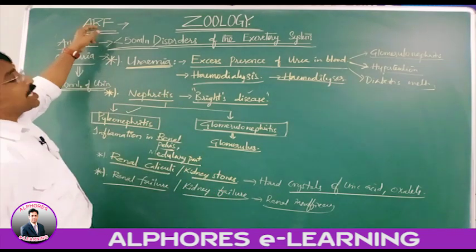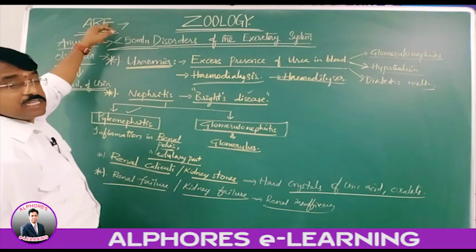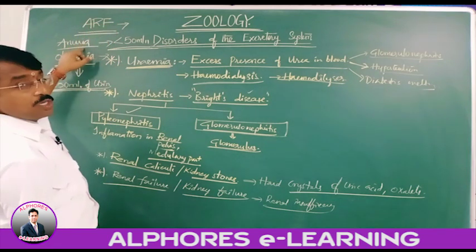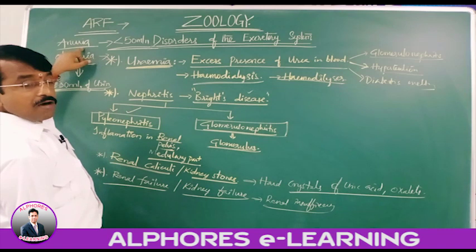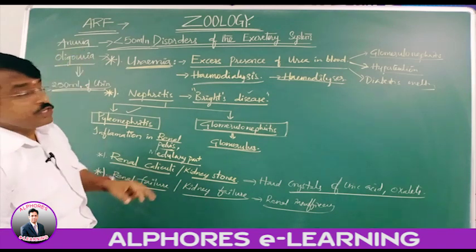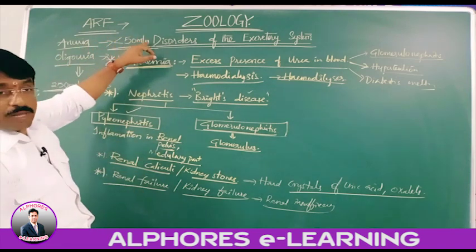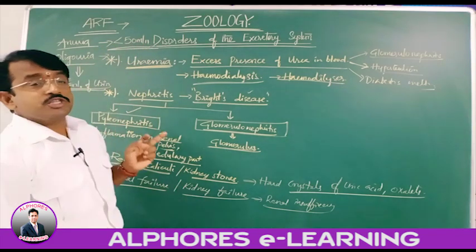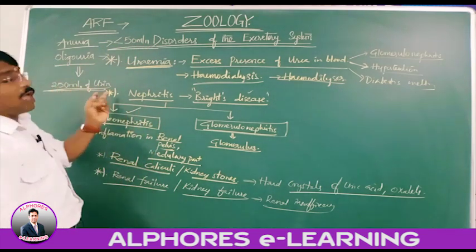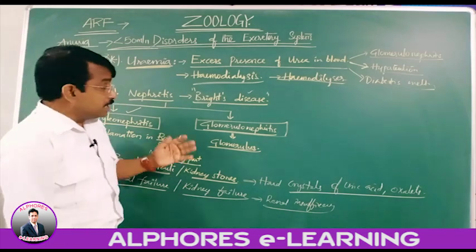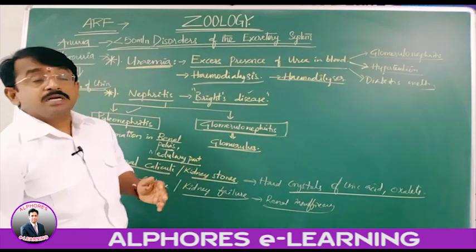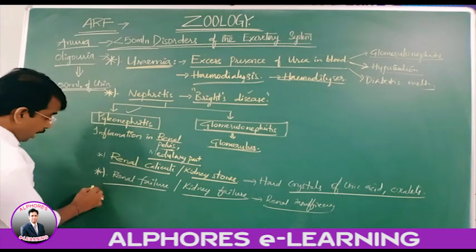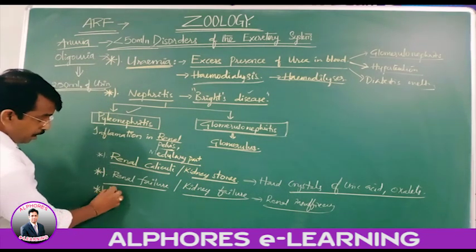And acute renal failure is a severe condition where there is anuria. Normally 1.5 liters of urination takes place, but here less than 50 ml. Anuria, oliguria, the urine secretion is just 250 ml. And not only this, the other condition is hypertension.